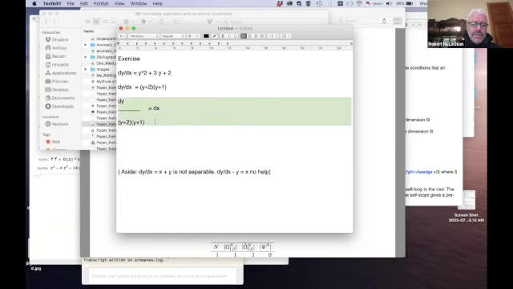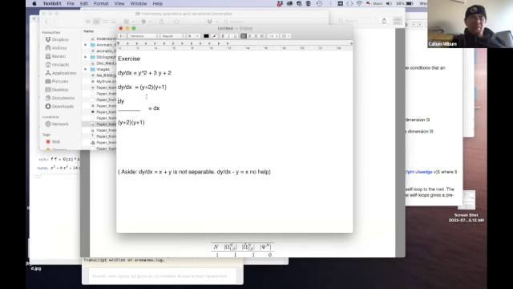I've chosen a more complicated one because now I have to integrate the left-hand side with respect to y. So I have to remember the technique for doing that kind of integral. Could you do it as a partial fraction? Yeah, exactly. Brilliant. This is a partial fractions one.